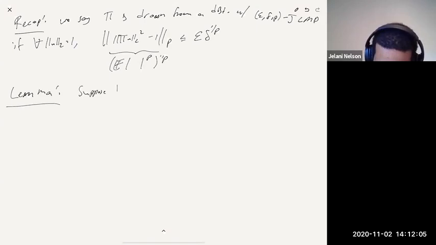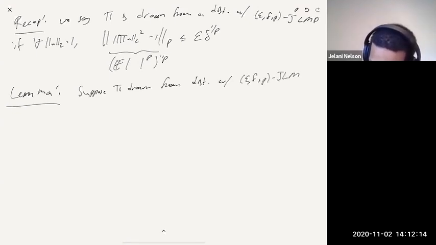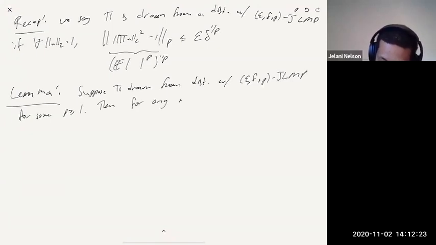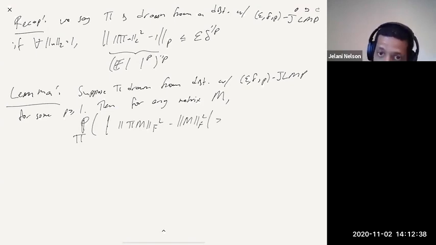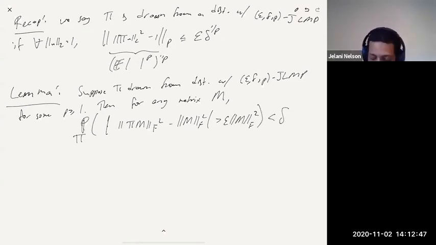Suppose pi is drawn from a distribution with the epsilon, delta, p JL moment property for some p which is at least 1. Then for any matrix M, the probability over pi that the Frobenius norm squared of pi M minus the Frobenius norm squared of M is bigger than epsilon times what it should be is at most delta. Okay. So does this make sense?